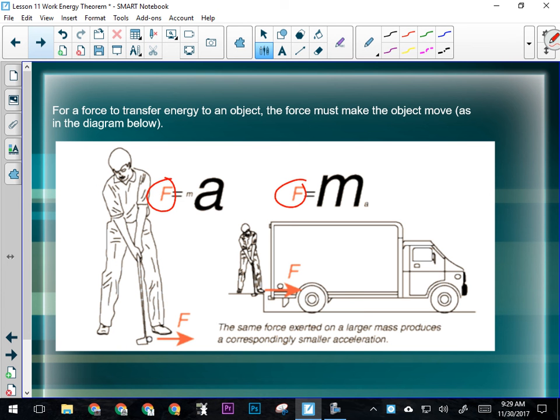Now, if he was out in space, or this truck was sitting on a perfectly frictionless sheet of ice in neutral, well, actually, it wouldn't even matter if it was in neutral. If it was a perfectly frictionless sheet of ice, and he hit it, the truck would slide. Not very fast, but it would slide.